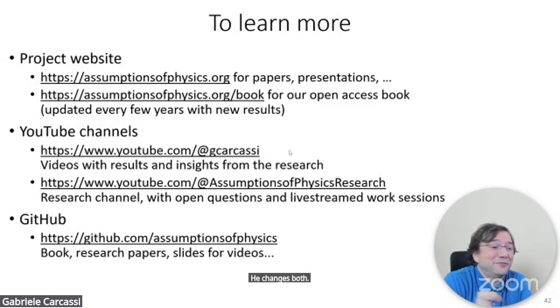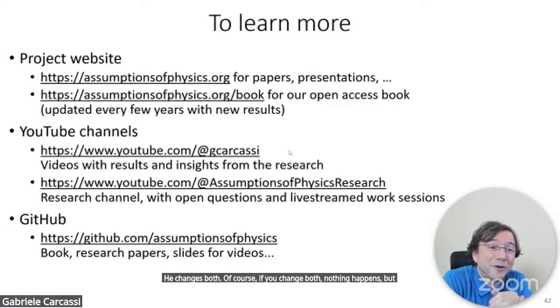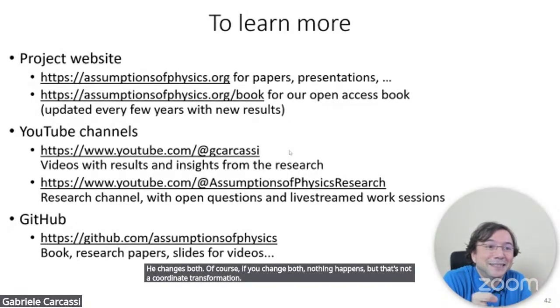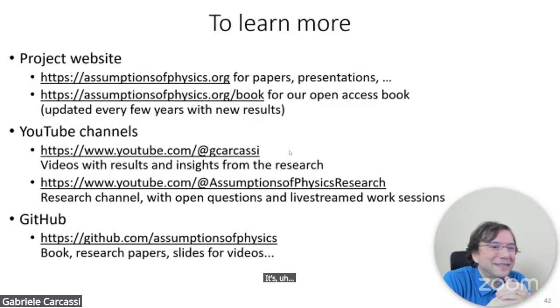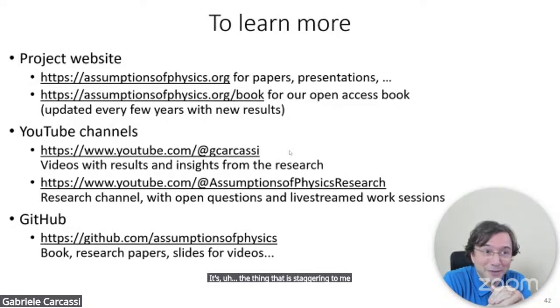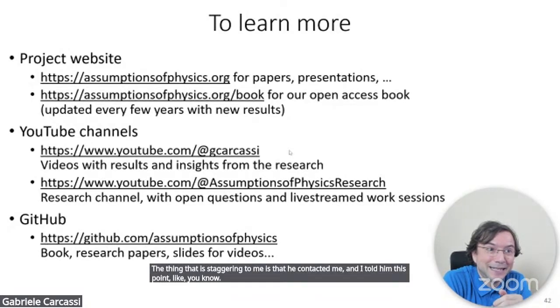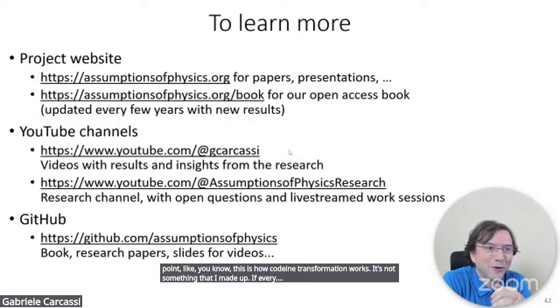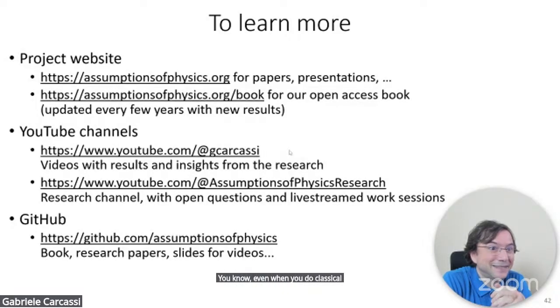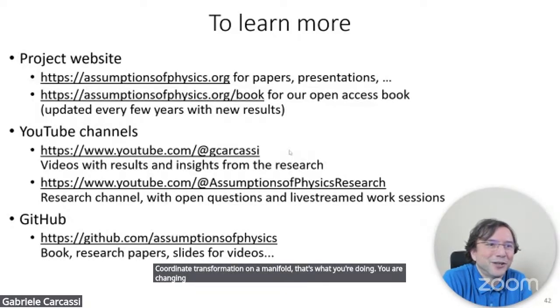Of course, if you change both, nothing happens, but that's not a coordinate transformation. The thing that is staggering to me is that he contacted me and I told him this point: this is how coordinate transformations work. It's not something that I made up. Even when you do classical mechanics, it's like that. When you do a coordinate transformation on a manifold, that's what you're doing. You are changing the local chart.